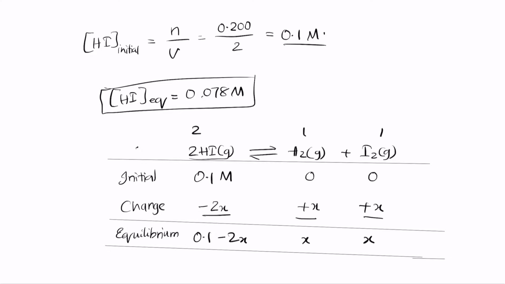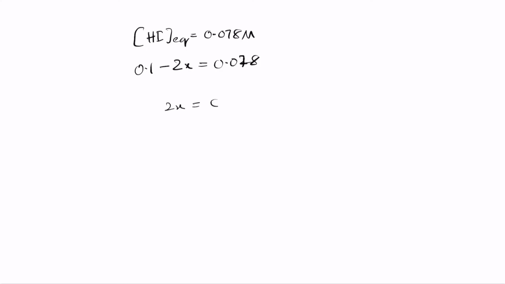Now they have also given the equilibrium concentration. So notice that this value is equal to this value right here. It's given that the HI equilibrium is 0.078 M. So HI equilibrium is 0.1 minus 2x equals 0.078. So 2x becomes 0.1 minus 0.078. So 2x becomes 0.022. x becomes 0.011 M.